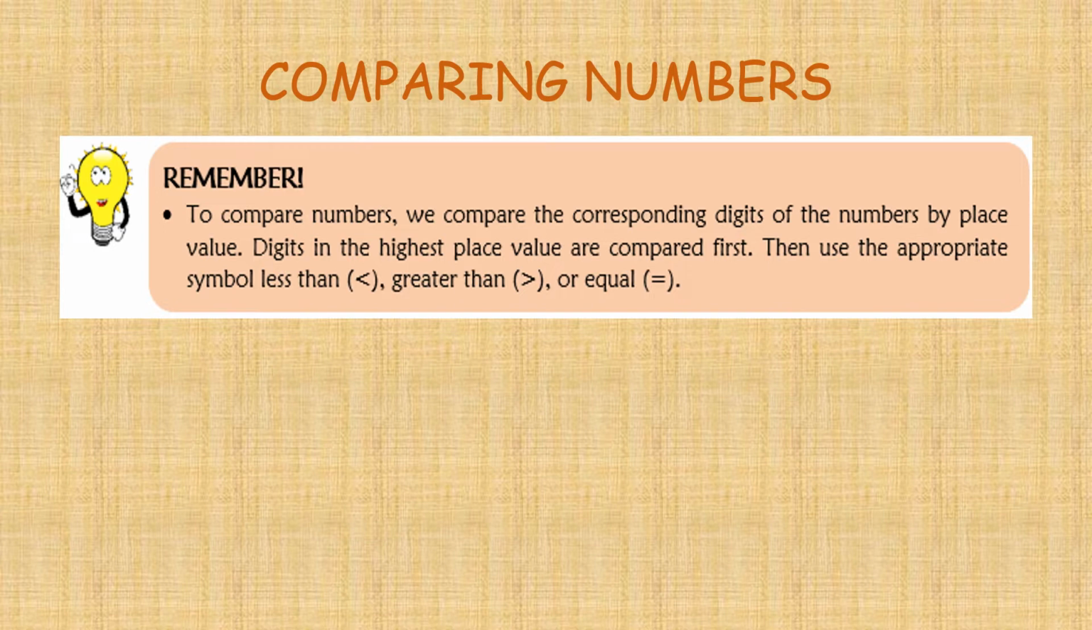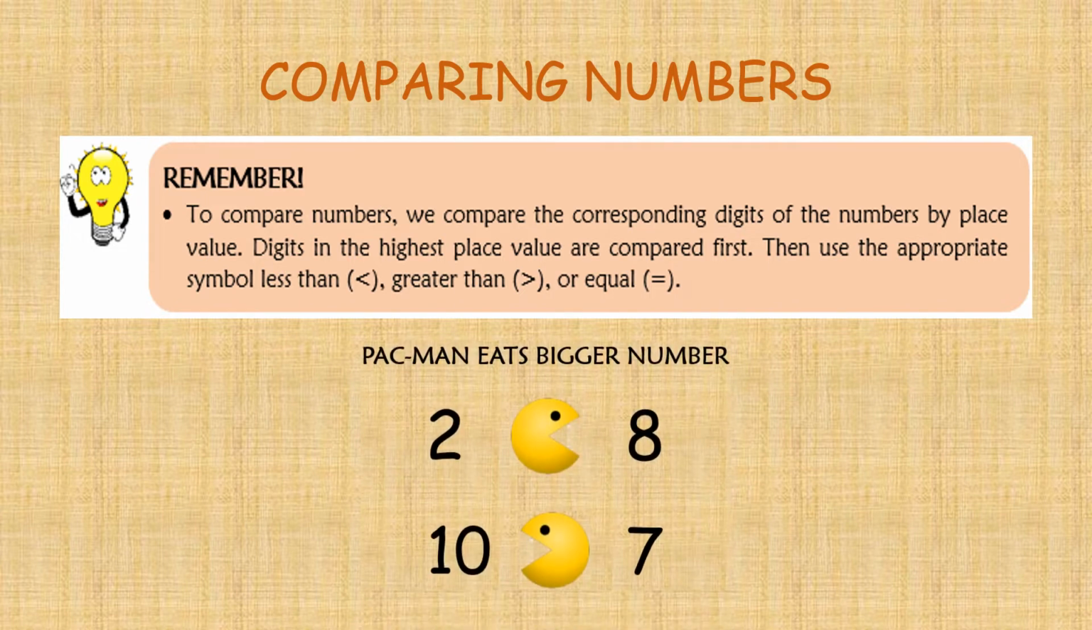For you not to get confused about the less than and greater than symbol, please use this technique. Just always remember that Pac-Man eats the bigger number. Imagine that the symbol is Pac-Man. In the first example, 8 is greater than 2, that's why Pac-Man is facing the number 8. In the second example, 10 is greater than 7, that's why Pac-Man is facing the number 10.